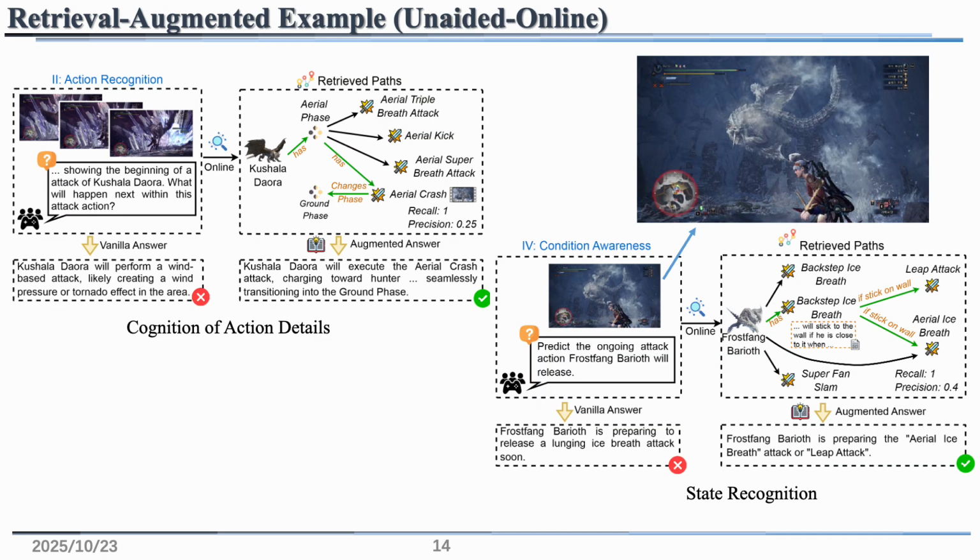Here are some retrieval augmented examples. Models have to understand both the visual clue and the knowledge graph to retrieve the correct knowledge. For example, in the right part, the model has to understand that the monster is stuck on the wall and compare it to the conditions in the knowledge graph to retrieve the correct knowledge.